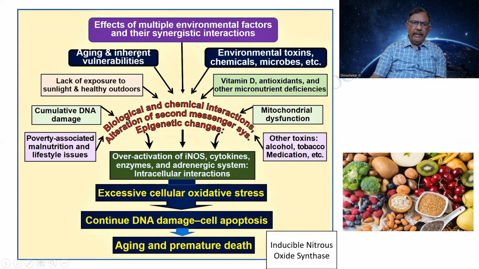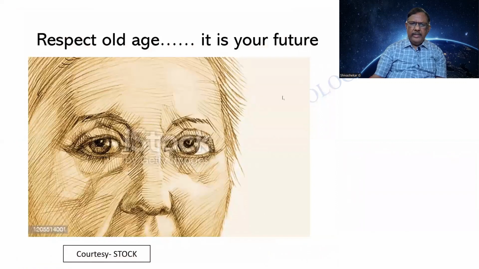On the other side, it can be inherent or there can be a lack of exposure to sunlight and other things. Almost a corollary of vitamin D, cumulative DNA damage, and poverty associated. So you find that there can be malnutrition. This is a beautiful, informative picture which you people can make use of. Finally, you find that there are a good set of nutrients that you people can go to. In fact, you will be better informed than me. The antioxidants and the other things.